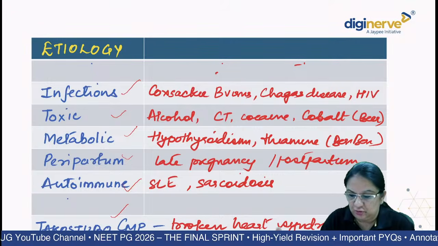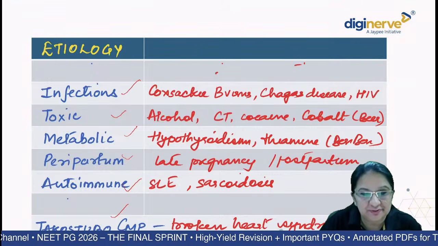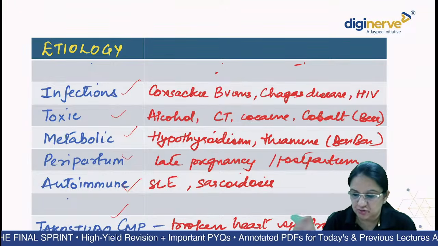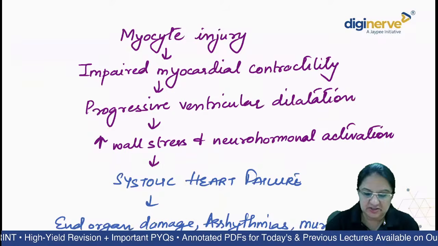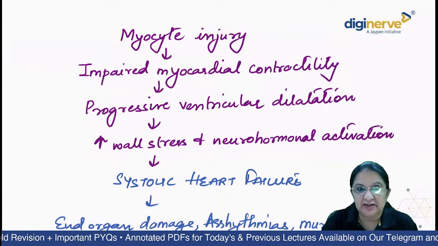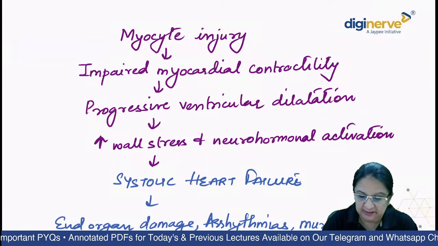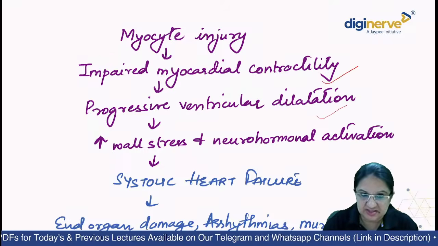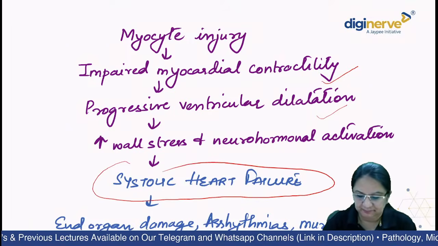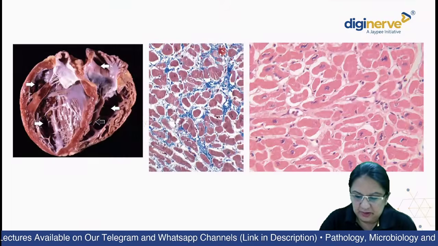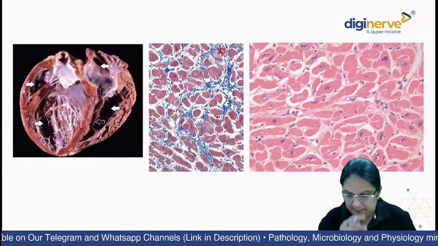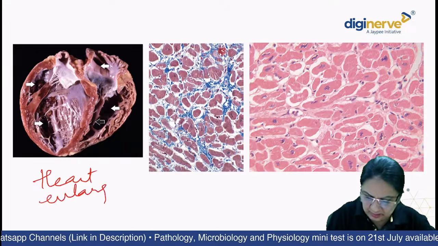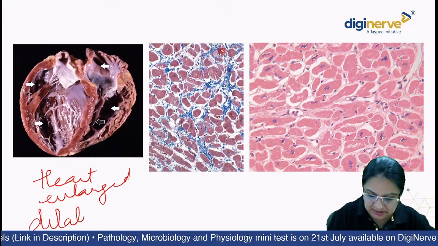It's a Takotsubo. I'm not sure how to pronounce it. It is Takotsubo. Takotsubo, right? Broken heart syndrome. What happens? There is myocyte injury, contractility is impaired, there is ventricular dilatation leading to wall stress and systolic heart failure. Okay. Now, if you see the right side, the heart is enlarged. There is dilatation of all the chambers here.